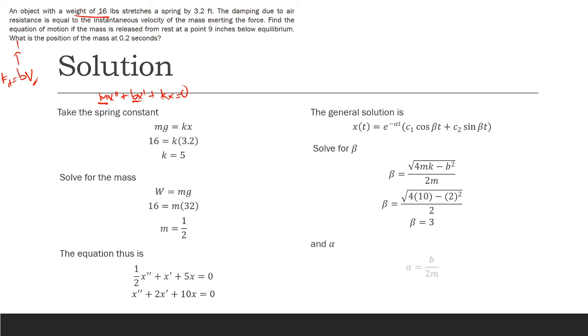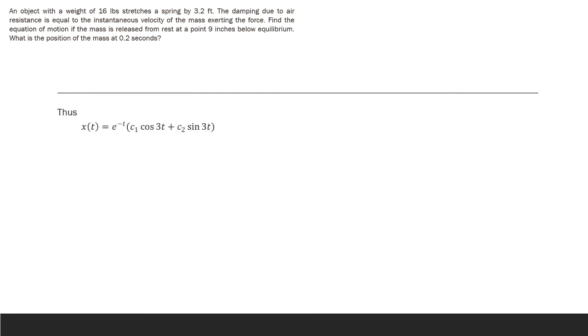Now, for alpha naman, class, that is b over 2m. B natin na proportionality constant over 2 times mass. So we will arrive at 2 over 1 times 2. So we have alpha is equal to 1. Now, the general solution natin ngayon, class, is substitute na lang natin. We have x of t is equal to e raised to negative t times c1 cosine 3t plus c2 sine 3t.